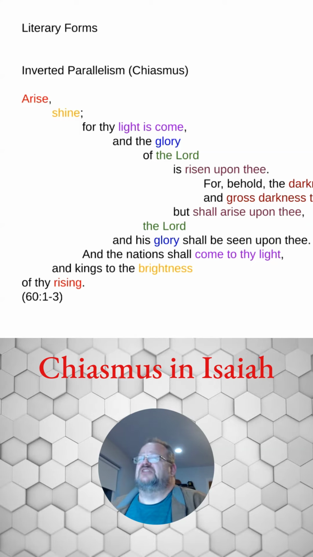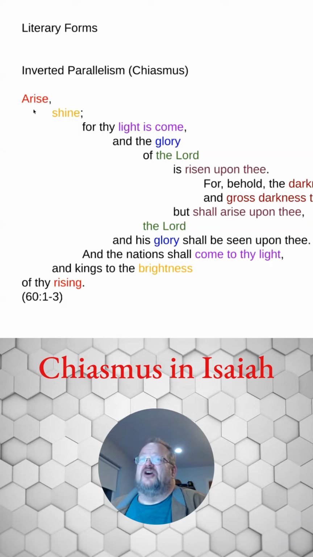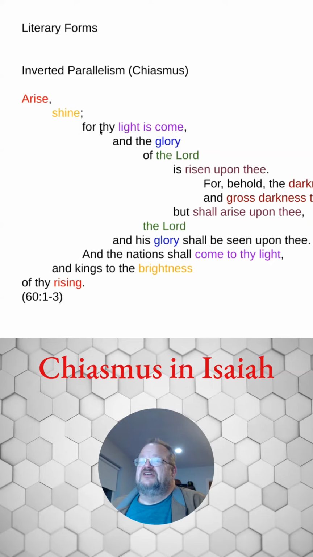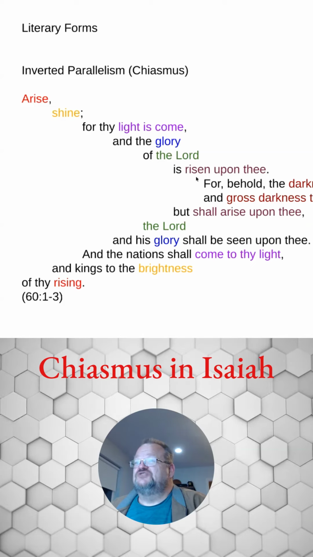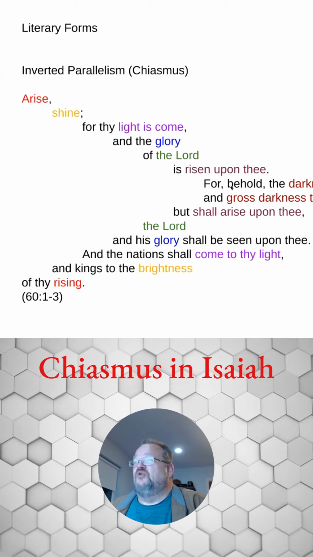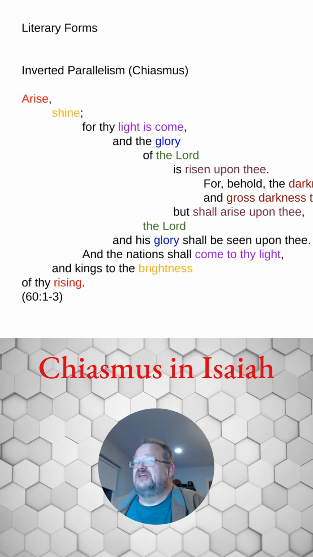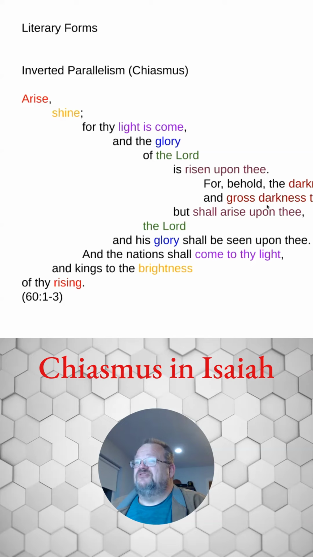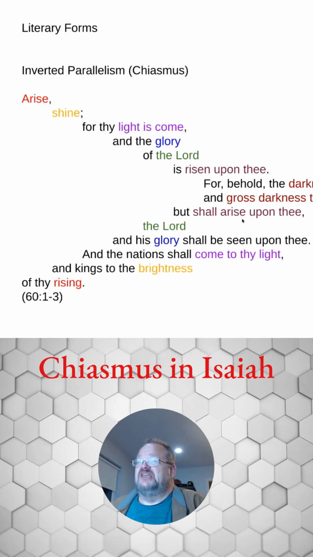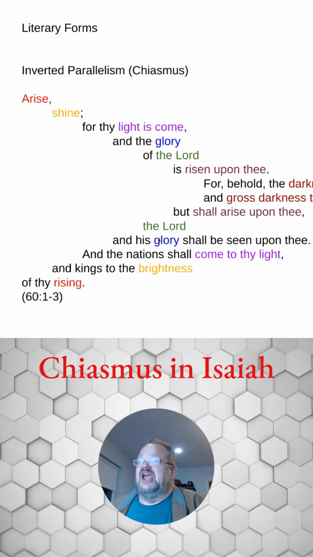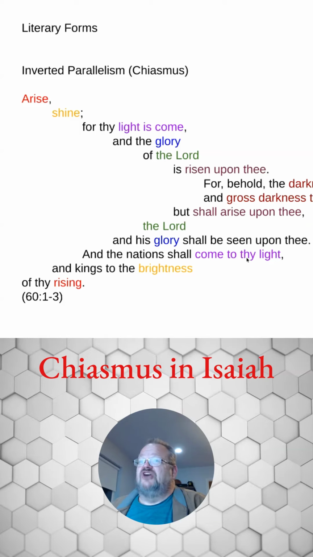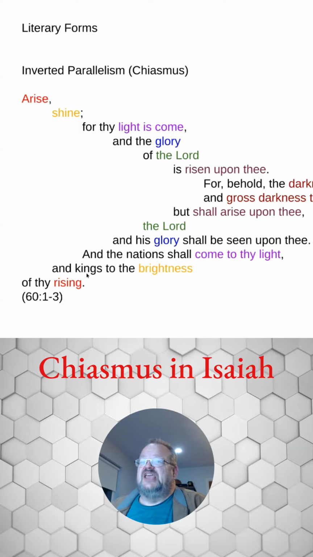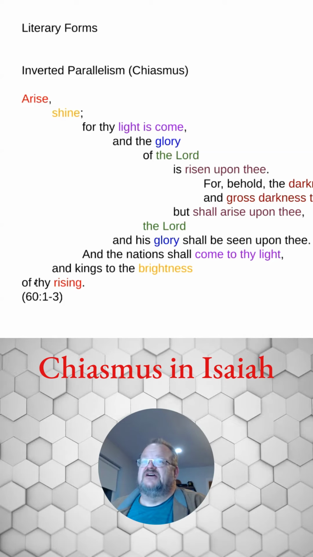And here's one of the nicest ones in the book of Isaiah. Arise, shine, for thy light is come, and the glory of the Lord is risen upon thee. For behold, darkness shall cover the earth, and gross darkness the people. But shall arise upon thee the Lord, and his glory shall be seen on thee, and the nations shall come to thy light, and the kings to the brightness of thy rise.